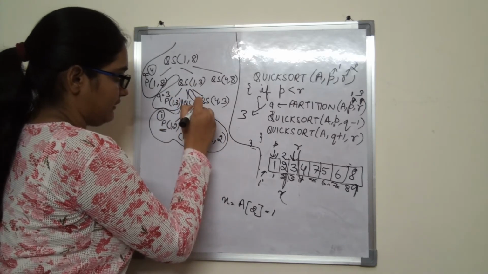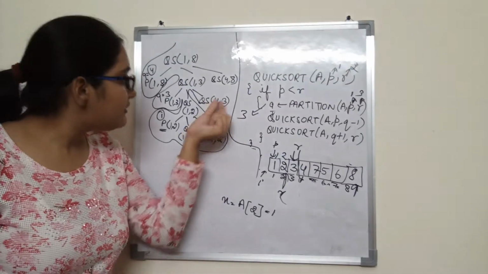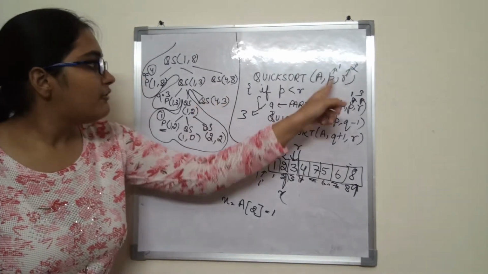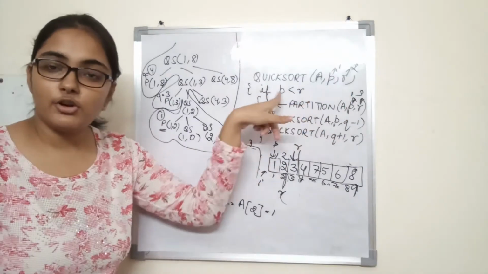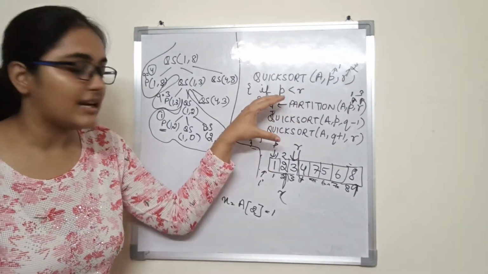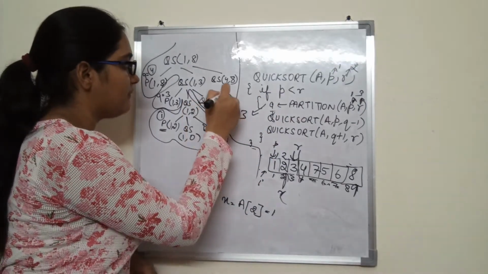Now we are here. We are on quicksort with 4 and 3, right? So when quicksort is called with 4 and 3, what will happen? Is 4 less than 3? No, 4 is not less than 3. So this condition fails and this won't be executed. It will directly return, right?